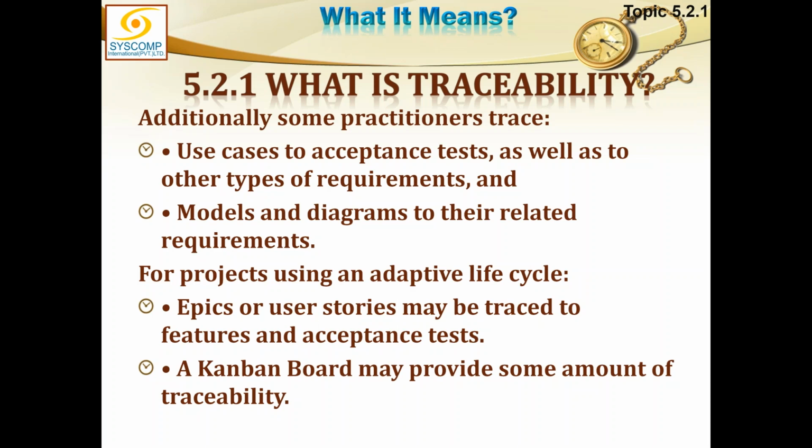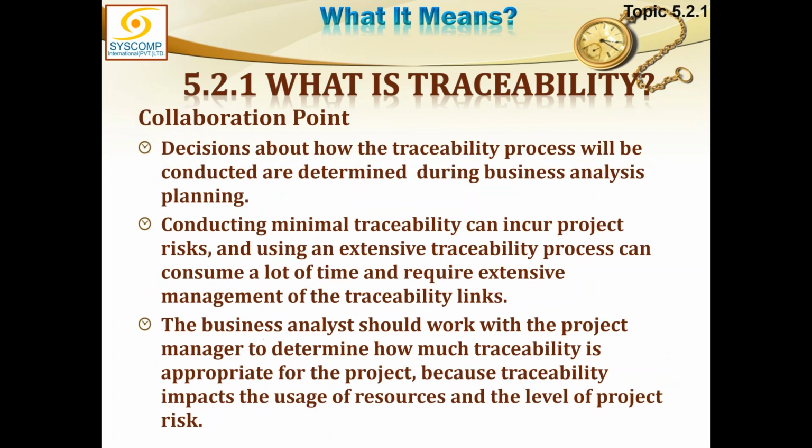For projects using an adaptive lifecycle like Agile, epics or user stories may be traced to features and acceptance tests. A Kanban board may provide some amount of traceability. Then there is a collaboration point. Decisions about how the traceability process will be conducted are determined during business analysis planning.